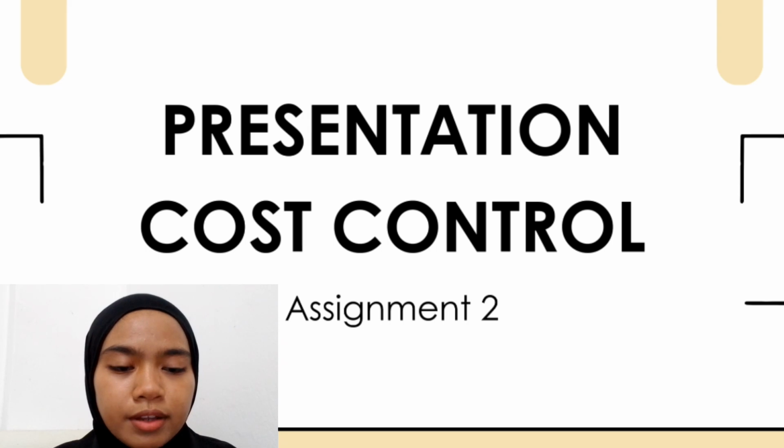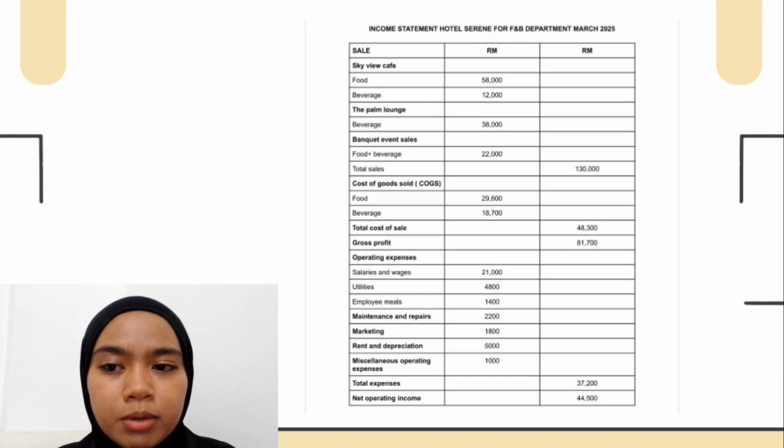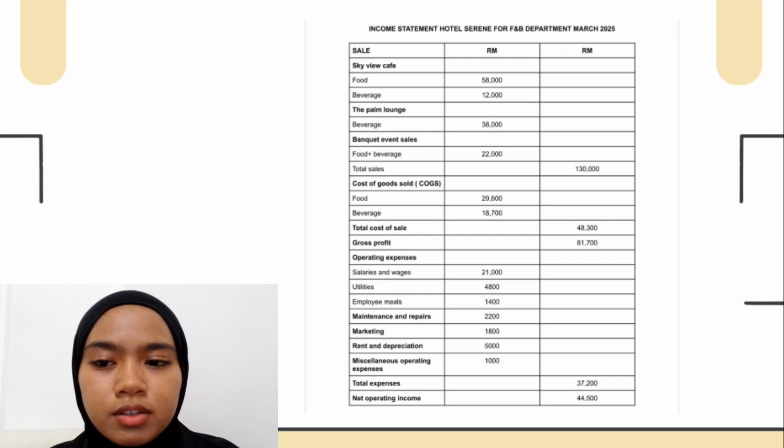Today I want to present the individual assignment on cost control. Based on the table given, the income statement of Hotel Sharina for the F&B department, March 2025. For the sales, Skyview Cafe food is 58,000, beverage 12,000, and the Palm Lunch beverage is 38,000, banquet event sale, food and beverage, is 22,000.